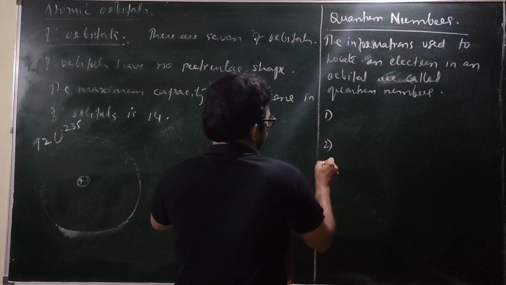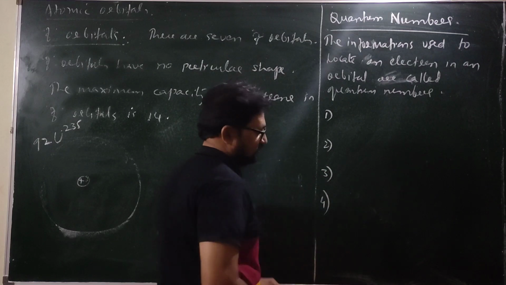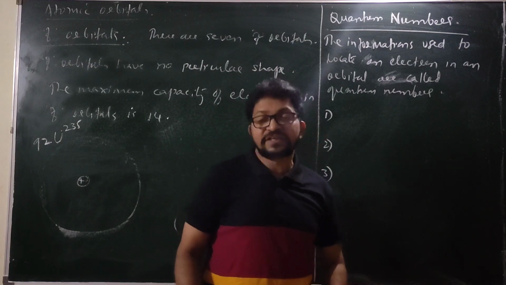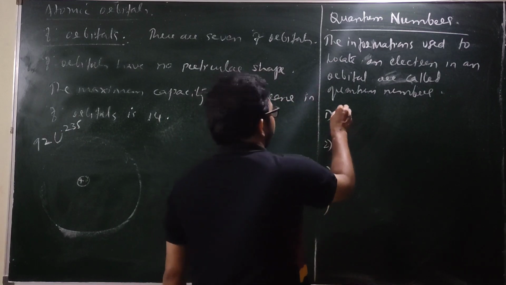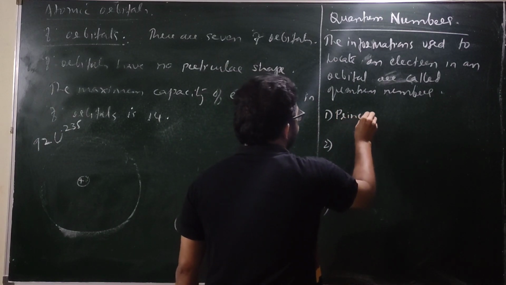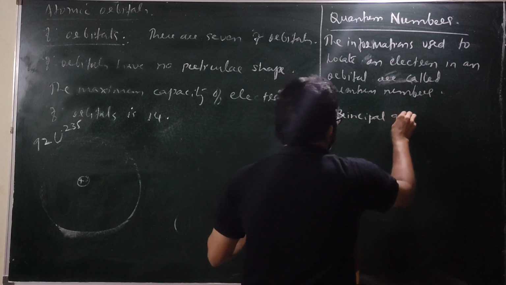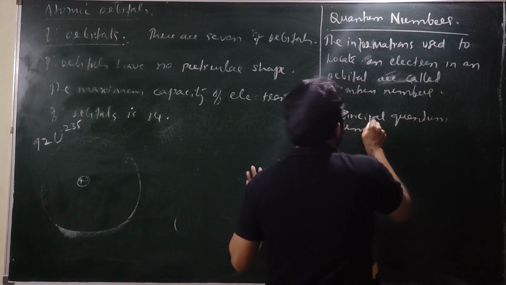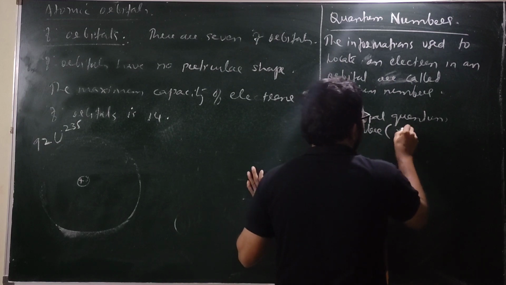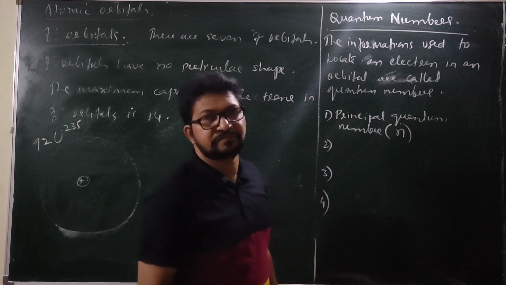4 quantum numbers are defined. How many? 4 quantum numbers are defined. What are those 4 quantum numbers? Principal quantum number, that is designated with n.